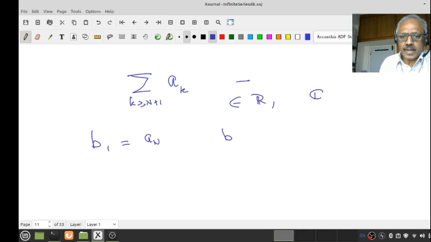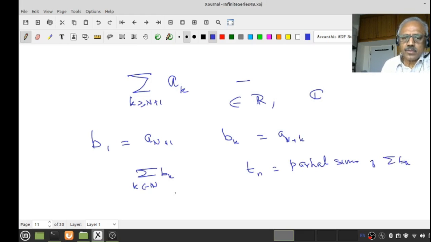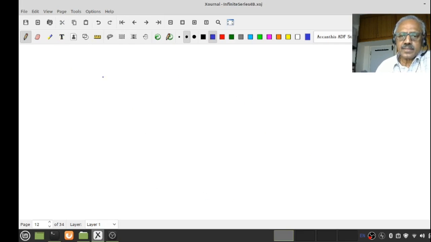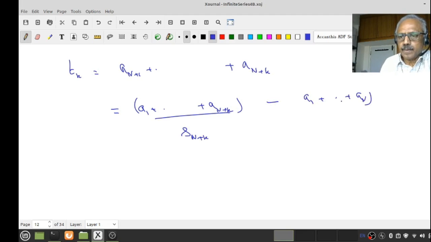So what we do is you write b_k equal to a_{n+k}. Now let's look at this infinite series, sum over k equal to 1 to infinity of b_k. Now let T_k be the partial sums. Now what is it? So my T_k is going to be a_{n+1} plus up to a_{n+k}, right? But what I could do, therefore T_k equal to a_{n+1} plus up to a_{n+k}, therefore this I can write as a_1 up to a_{n+k}, call this the partial sum S_{n+k}, minus a_1 up to a_n, and this is the partial sum of the series S_n.